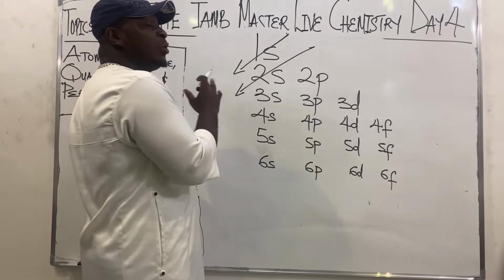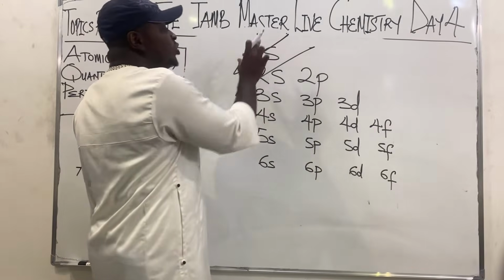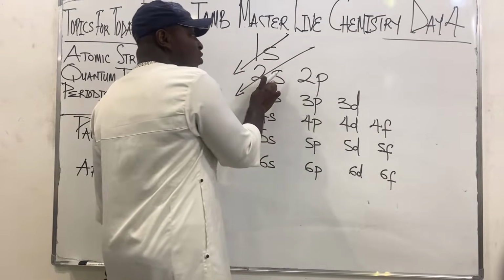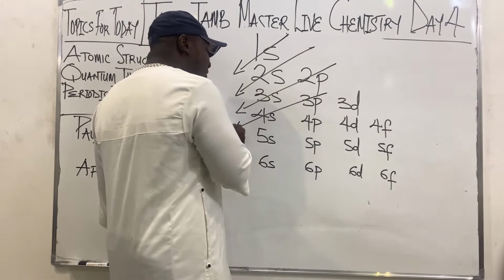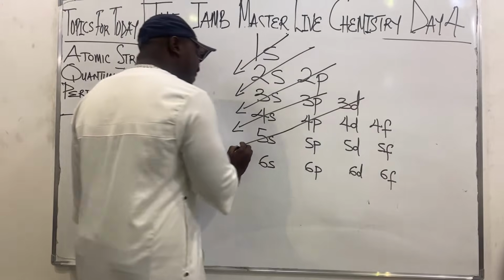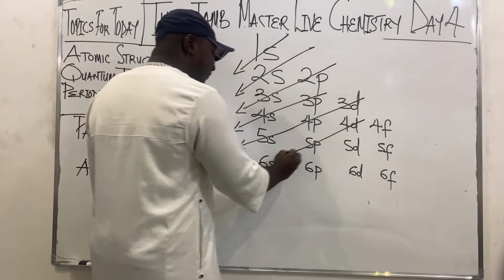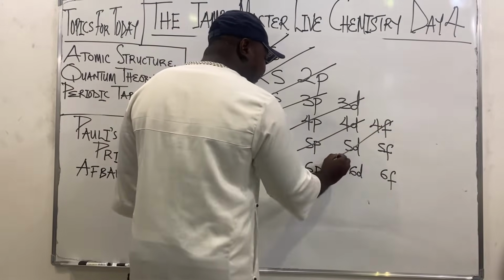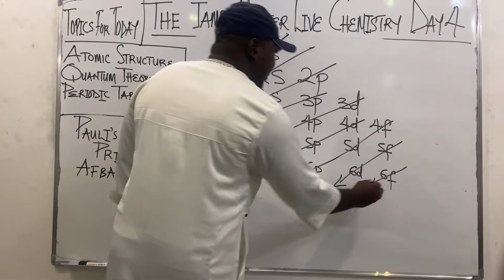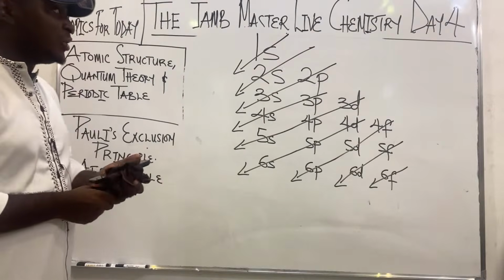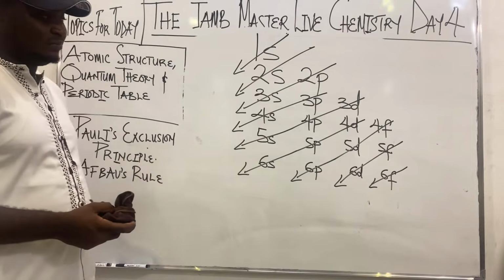When you want to fill electrons in an orbital, start from 1s. Once 1s is filled up, you go to 2s. Once 2s is filled up, you come to 2p, then 3s. Then 3p, then 4s. Then 3d, 4p, 5s. Then 4d, 5p, 6s. Then 4f, 5d, 6p. Then 5f, 6d, then 6f. Class, these are the energy levels. This is how you should start filling electrons.